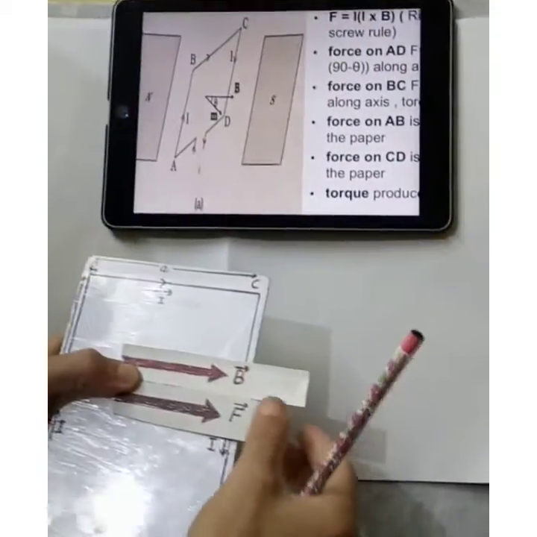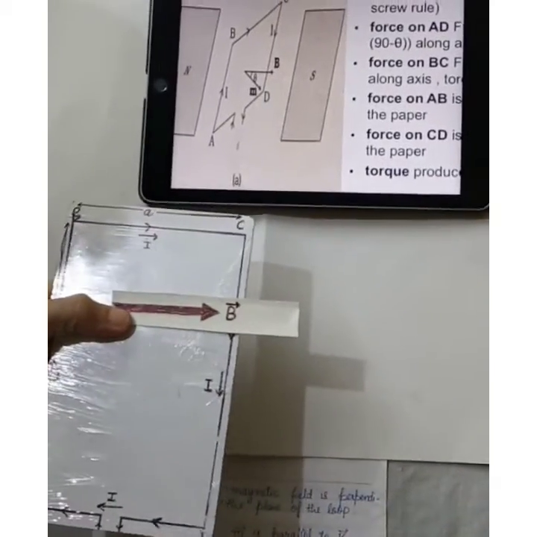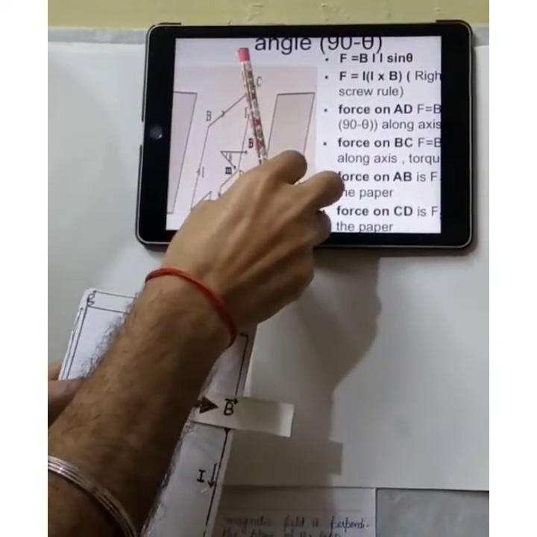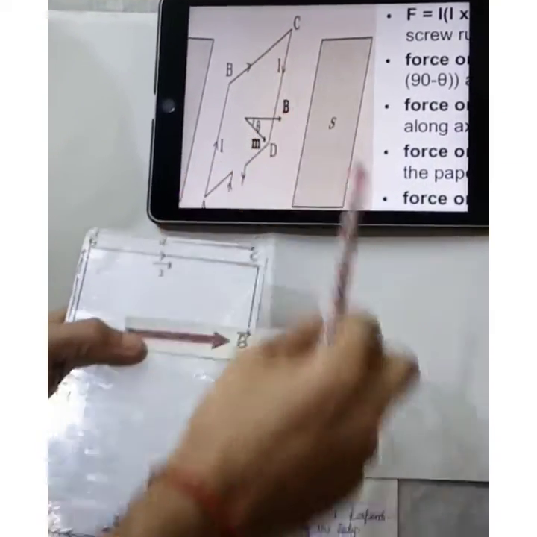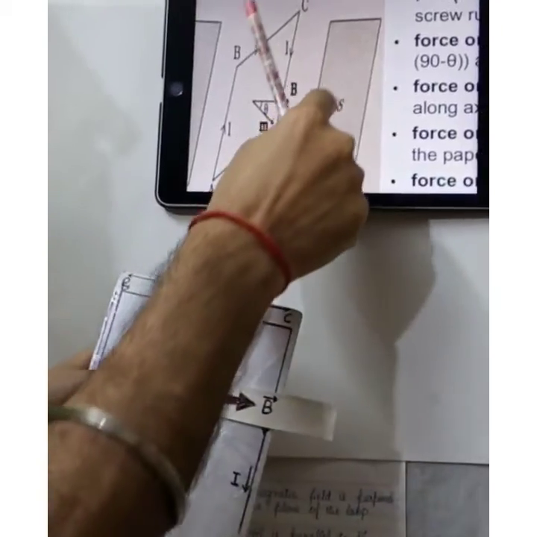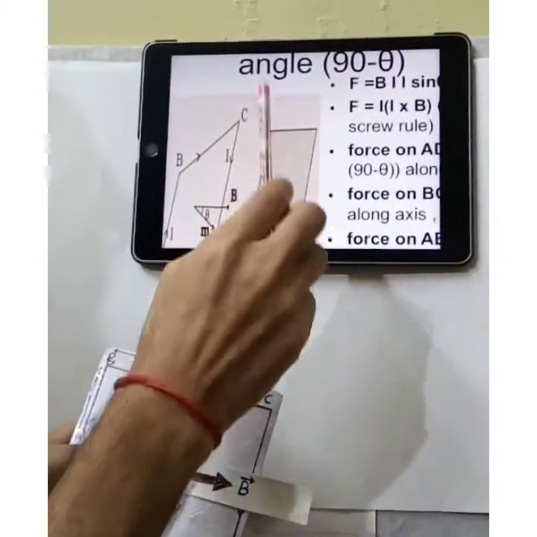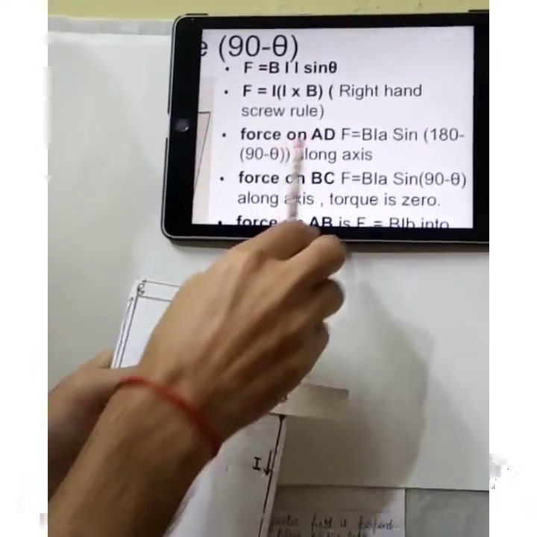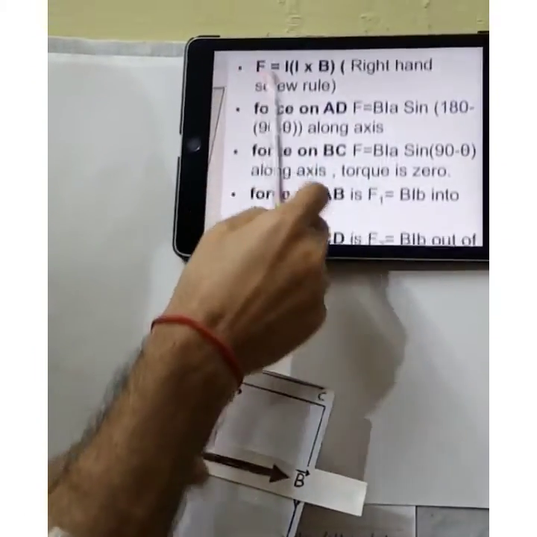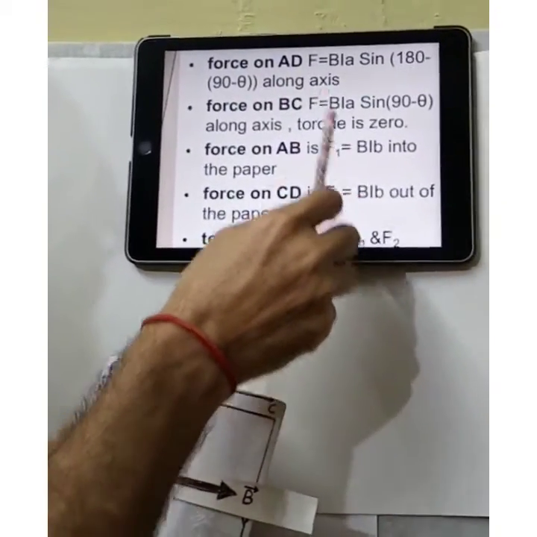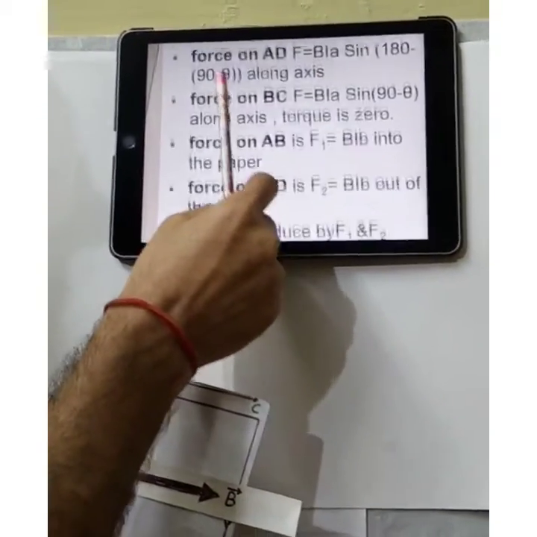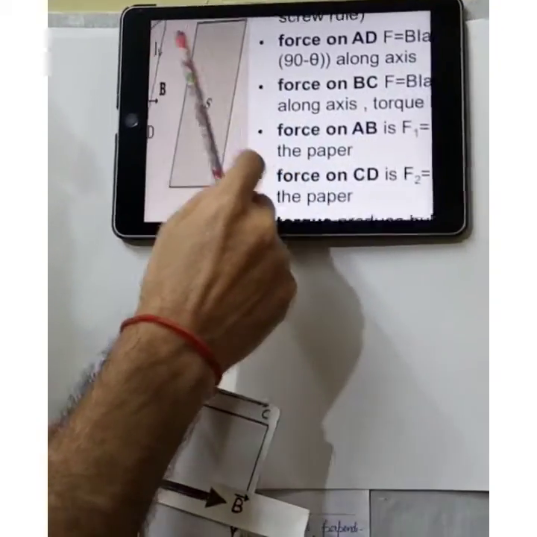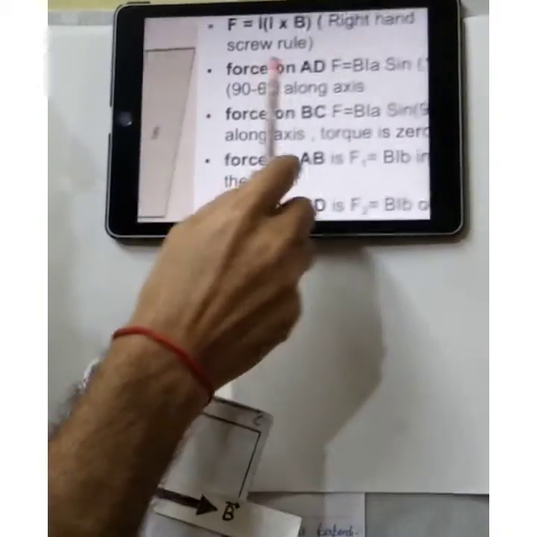So here is the diagram. We are at this part, where the coil has rotated by a small angle, that is 90 minus theta, and we have to determine the force on the different conductors AD, BC, AB and CD. We have to determine the force and their direction, and see whether they result into a torque. So let us start first with AD.